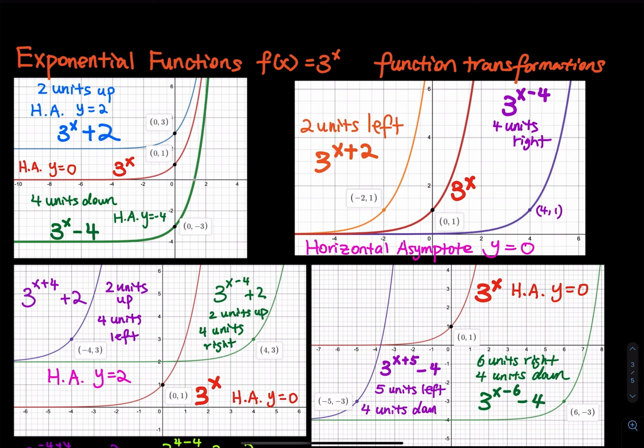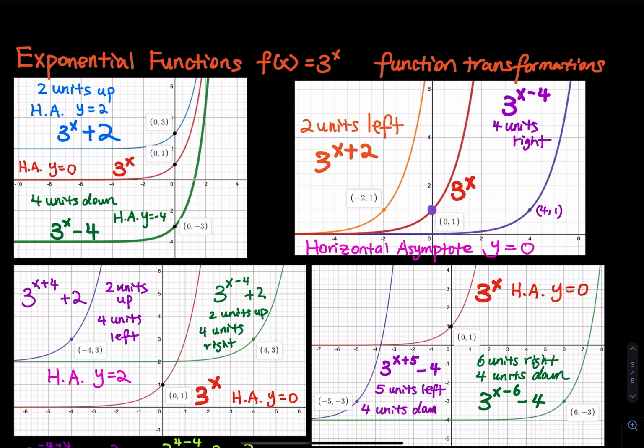What happens when you add 2 right next to it? When you add 2 right next to x, you shift the function 2 units to the left. So the y-axis asymptote, from 0 to negative 2, that is 2 units to the left. Does that change the horizontal asymptote? No, we are shifting the function left and right. That doesn't change the horizontal asymptote. The horizontal asymptote remains at y = 0.